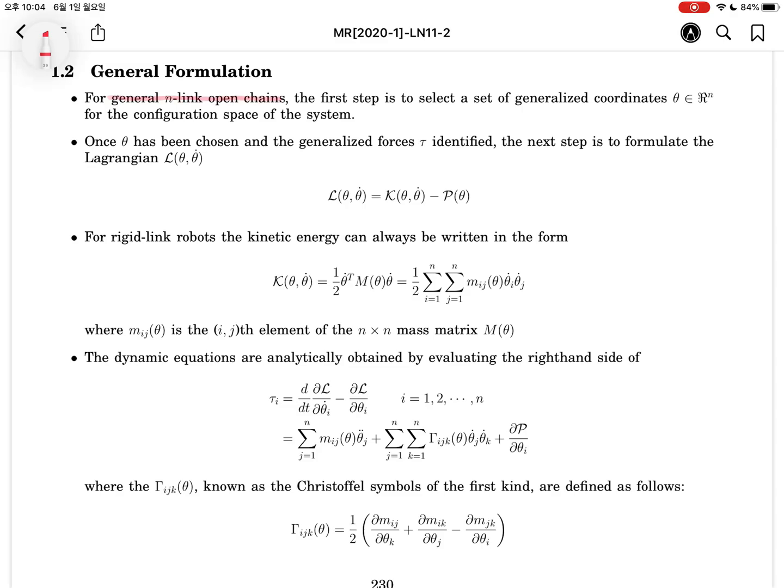Okay, general n-link open chain. All the time, we should take the first step to choose the generalized coordinate. We will choose generalized coordinate theta. It can be the linear displacement or rotational displacement. It depends on the situation of the robot system. And then once theta has been chosen, the generalized forces are automatically identified according to the concept of power. Is it right?